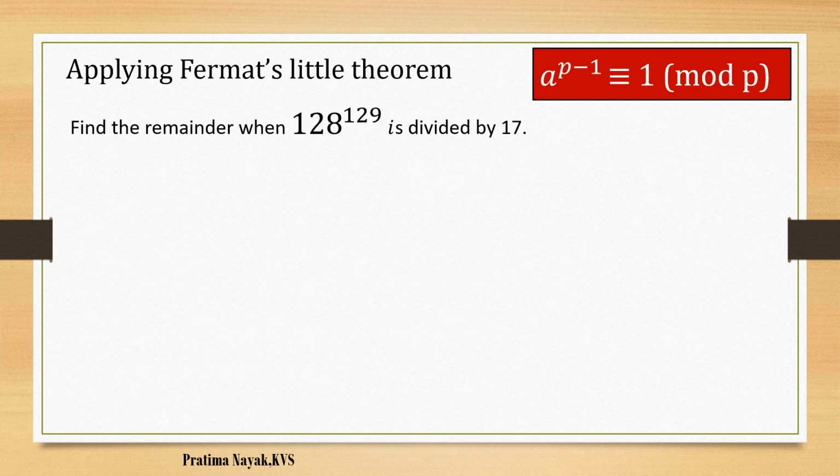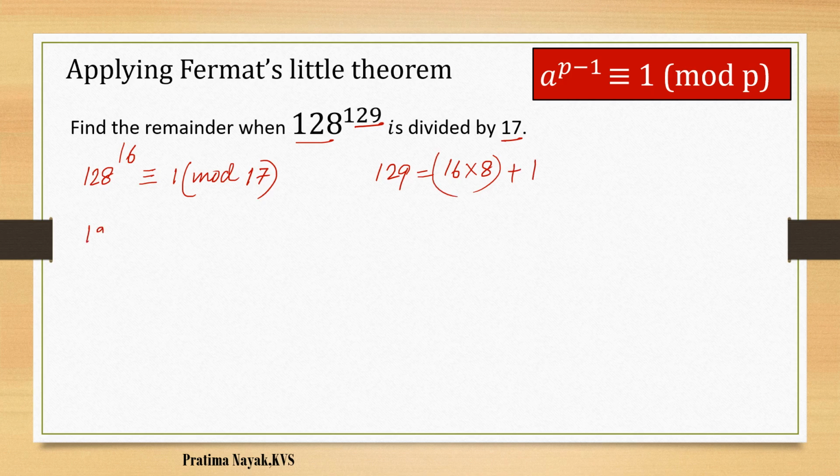Next, find the remainder when 128 raised to the power 129 is divided by 17. So 17 is a prime number, 128 and 17 are co-prime. So we can apply this theorem. I can write 128 raised to the power 16, p minus 1, is congruent to 1 modulo 17. Now to write 129 in terms of 16, 129 is equal to 16 into 8 plus 1.